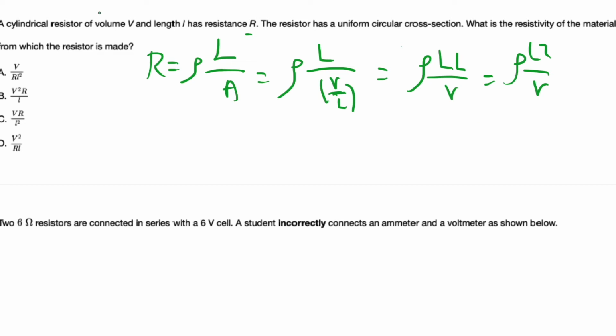And this is equal to R. Now I can calculate resistivity. So R times V over L square is gonna be equal to resistivity. So C will be the answer.